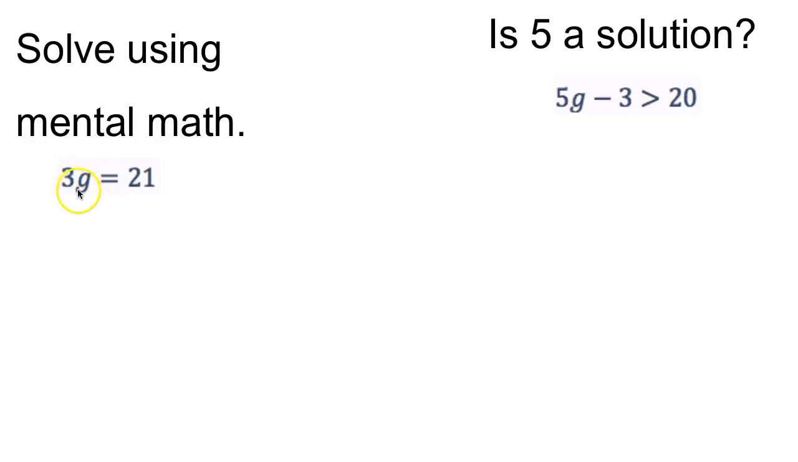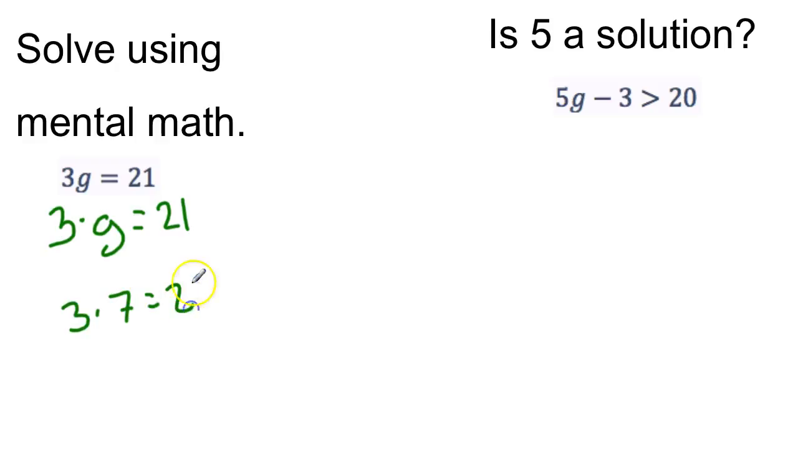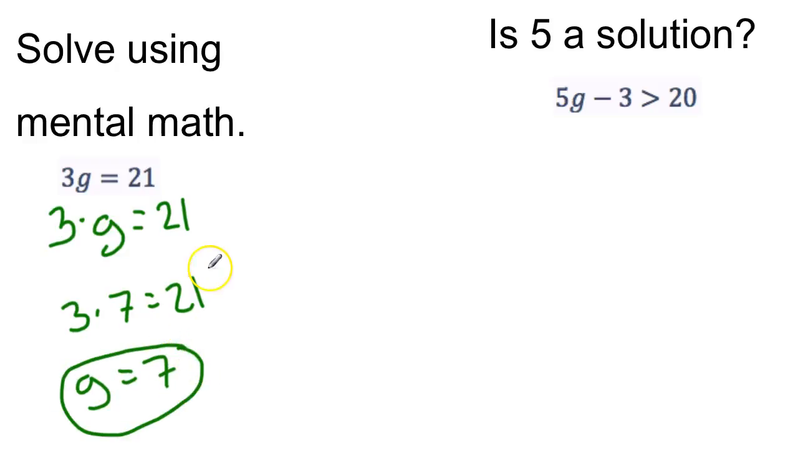When you don't do an operation, it means multiply. So this is really 3 times g equals 21. So 3 times what number equals 21? Well, I know that 3 times 7 equals 21. So this g must equal 7. So g equals 7. There we go. We solved using mental math.